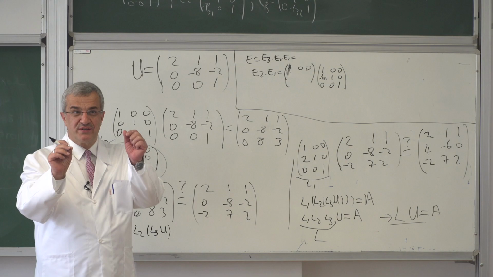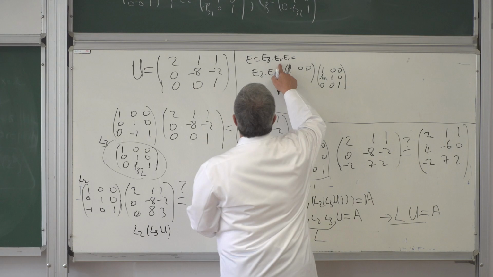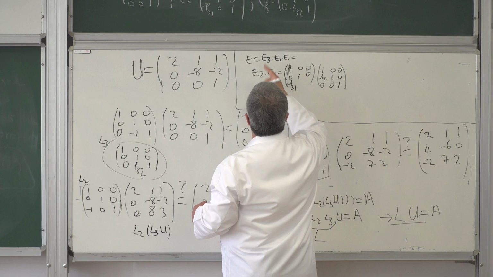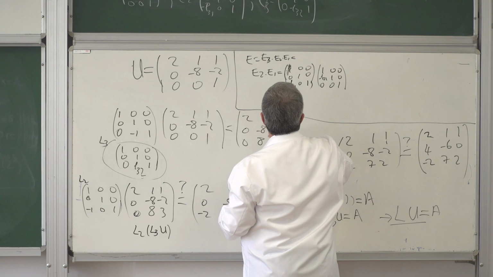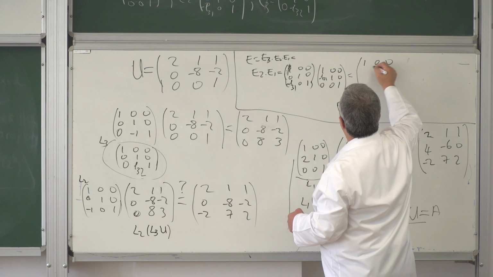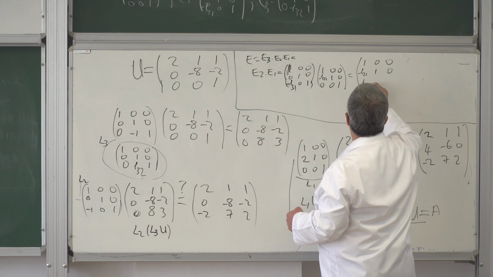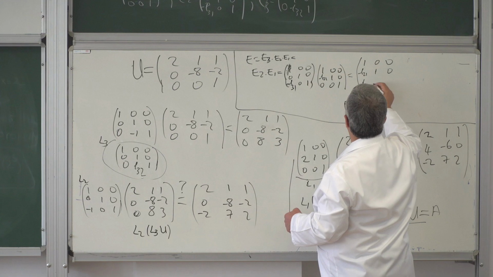So E2 is there, right? So 1, 0, 1, 0, and this is minus L31. So we already did it with numbers, so I'm now doing it with the symbols, to generalize it, right? So what is this equal to? First row remains the same. Second row remains the same. Third row, you multiply this with this, minus L31. Multiply with 0. That's it. And the third one is 0, 1. Okay?